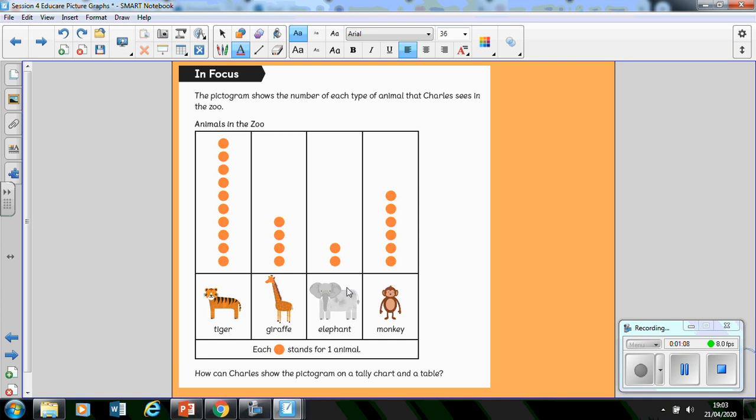So there's two separate things. How could you make a table and how could you make a tally chart out of it? Once you have a go, we'll come back together. Okay?